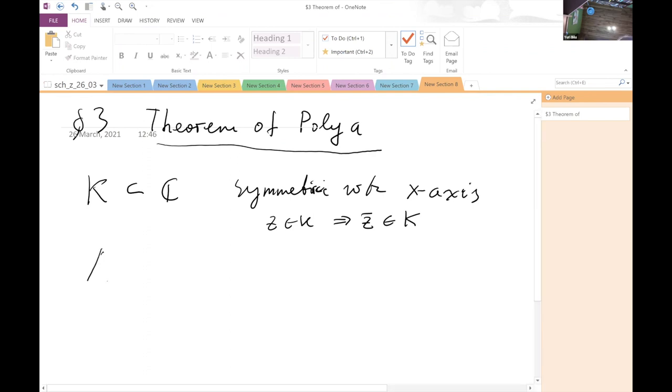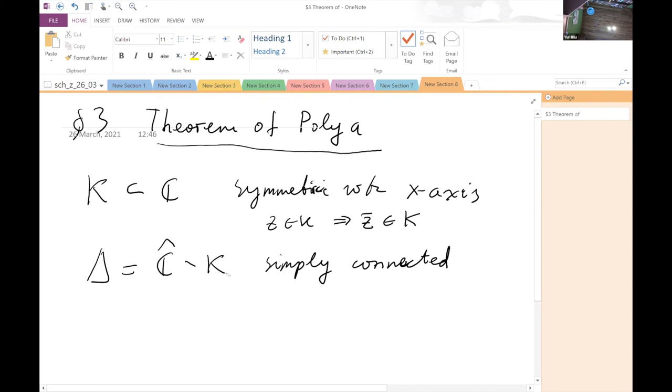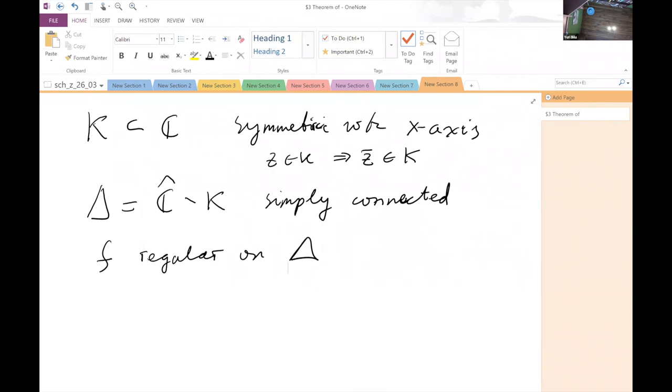Next, we take the complement in the extended complex plane, the Riemann sphere. I will assume again that this is simply connected. This assumption is actually not needed. The symmetry is needed, but this one does not really need; it slightly simplifies the argument, and it is sufficient for us, because we will apply it when K is a hedgehog, where it is clearly true. And we take a function which is holomorphic, or regular, on this complement. And it is also regular at infinity, so it has a Taylor expansion at infinity.